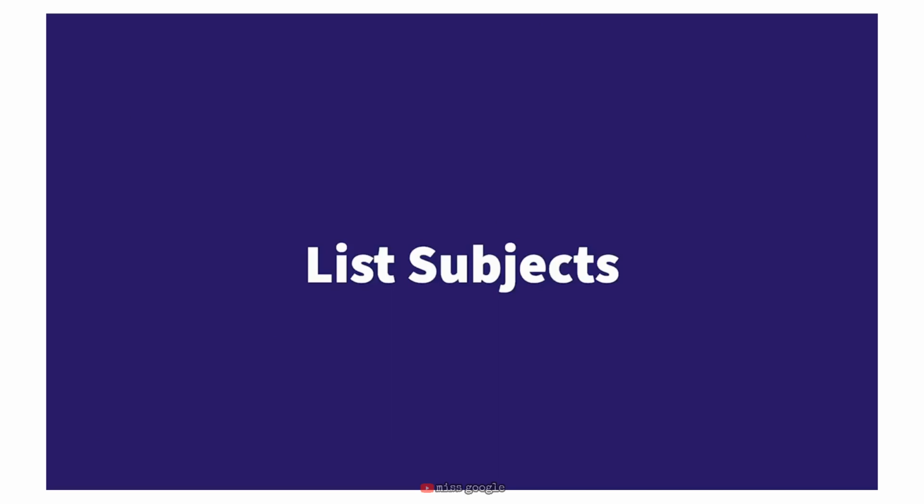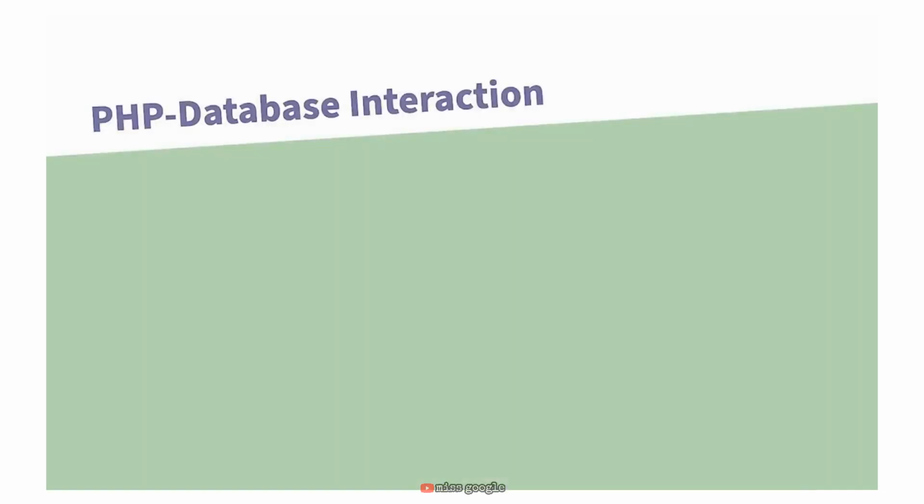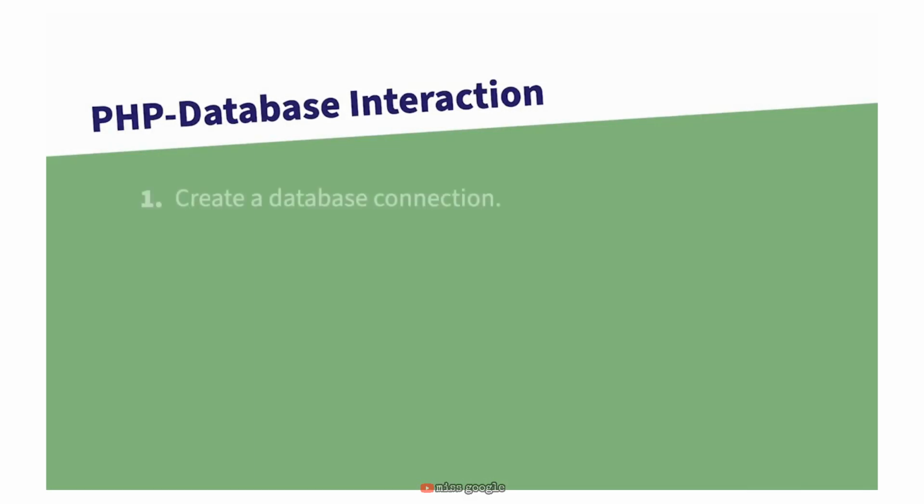We'll begin by creating a list of the current subjects in the navigation. This is going to apply the skills that we learned in part 1 of this course, and it also gives us an opportunity to do a quick review of how PHP interacts with the database. If you'll remember, there are 5 basic steps to PHP database interaction. The first is we need to create a connection to the database.